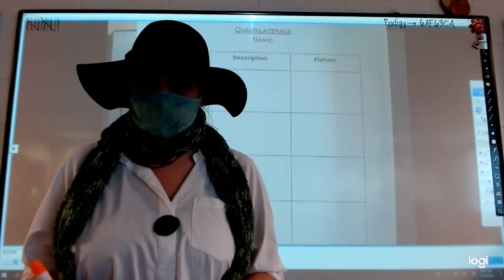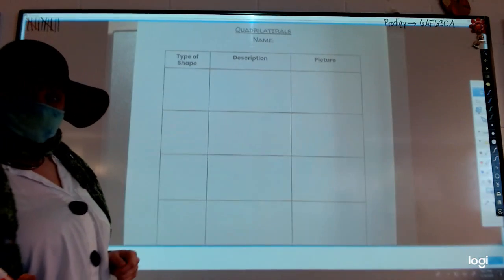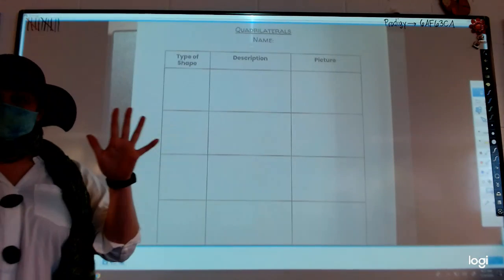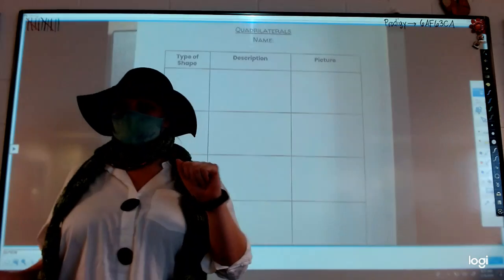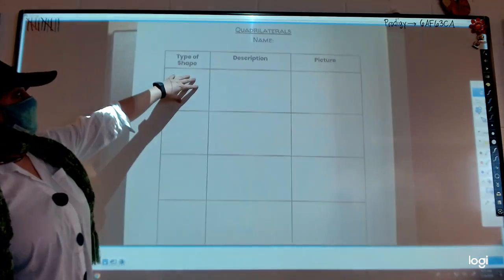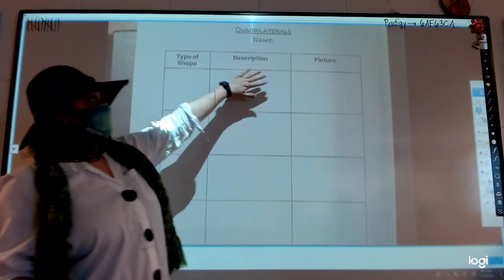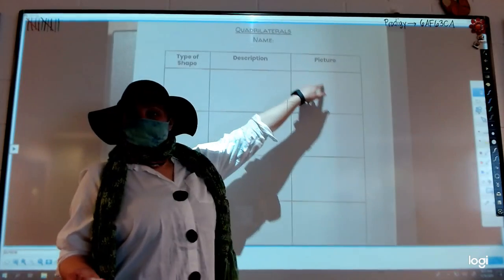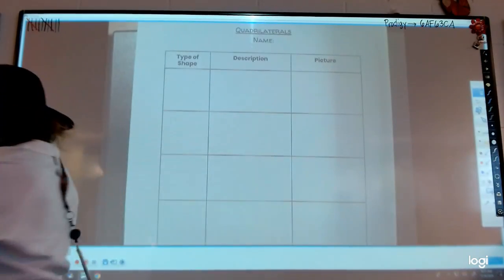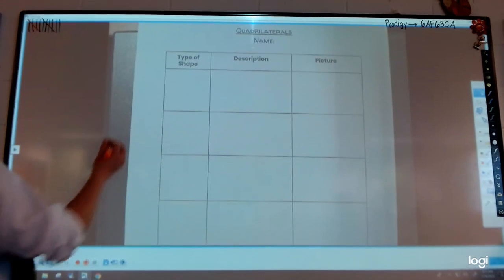Those of you at home, I need your math notebook out or a piece of paper to take notes. And we have 5 shapes that we are learning about, 5 categories. So in this first box, we're going to put the name of the shape. We're going to describe it, and then we're going to draw a picture of it. So our first shape, a really, really tricky one, is a square.